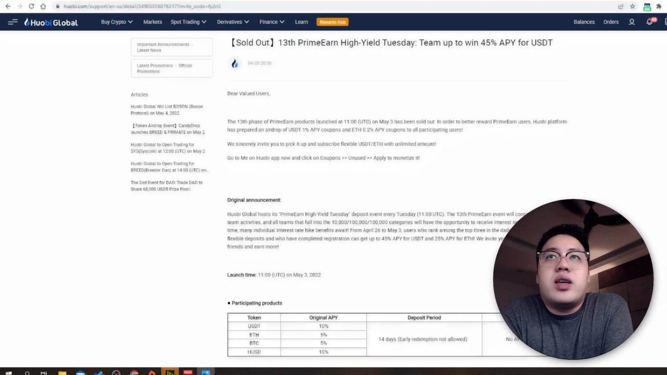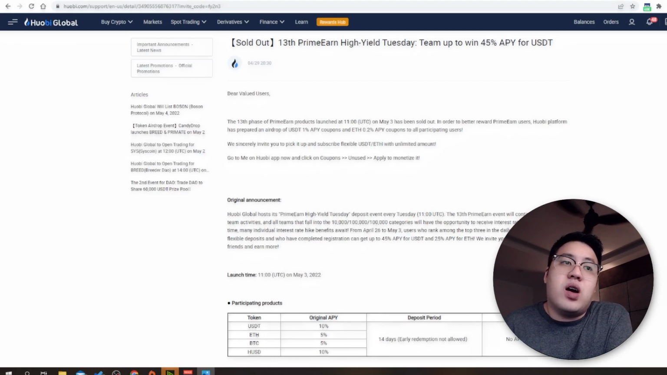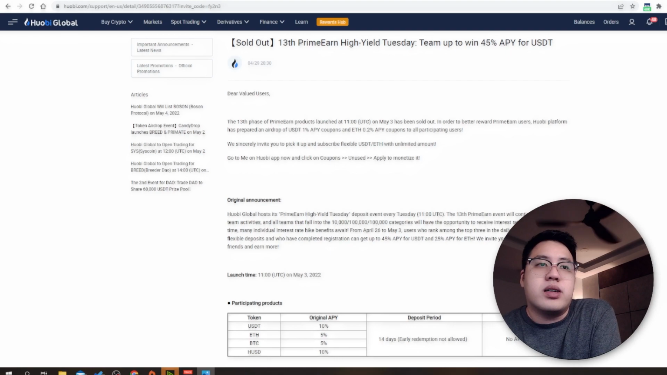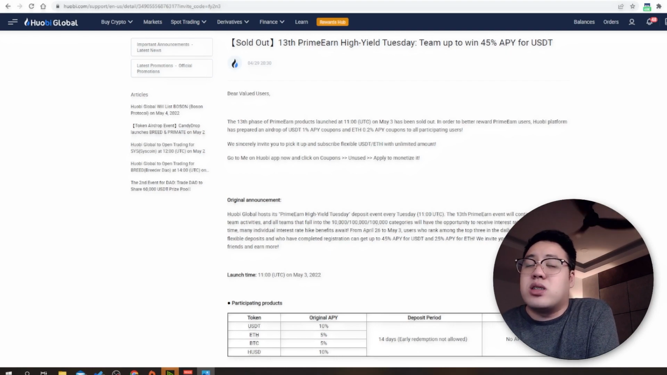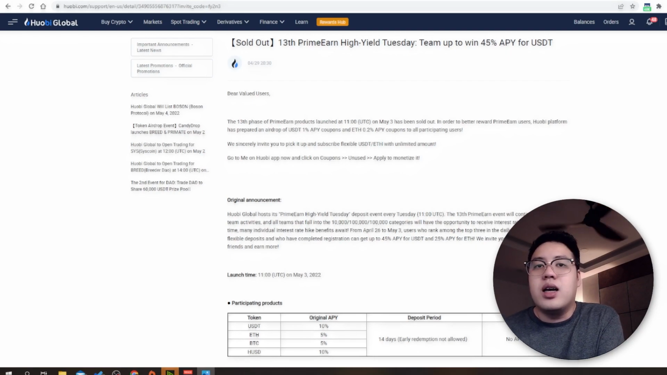Imagine that if you stick with it for a year and you get 25%, it's quite high compared to sticking it in banks, maybe. I would suggest you take a look at this, because this officially launched at 11 o'clock UTC on May 3rd. Even though it's sold out, you should take note of that. If it is happening again next Tuesday, then you should be watching out for all these sorts of events. Because of these events, you are able to get a lot of APY out of it.